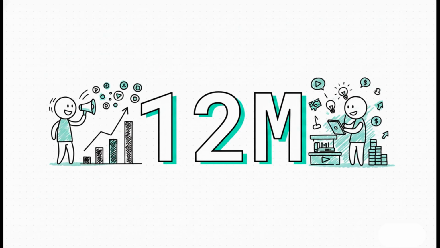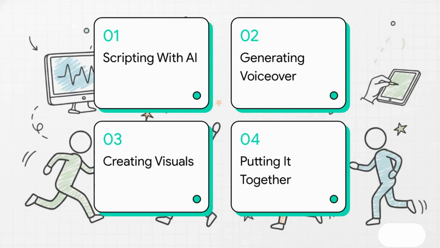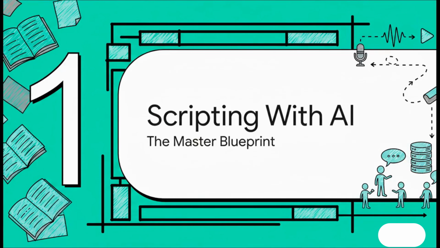But hey, it's not just the veterans crushing it. Our sources tracked a brand new channel that uploaded their very first video and hit 90,000 subscribers in just 3 months. Seriously, 90,000 in 90 days, just by using simple stick figures? The potential for growth here is literally staggering. Okay, so here is our roadmap for today. We're going to cover scripting with AI tools, generating your voiceover, creating the visuals, and finally putting it all together. Let's kick things off with Section 1, Scripting with AI Tools, the Master Blueprint.